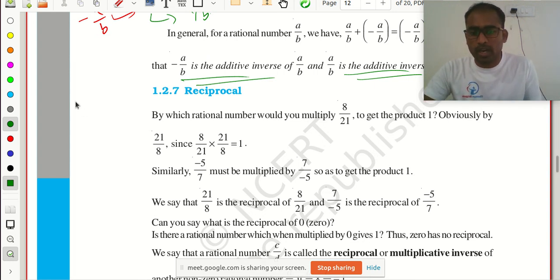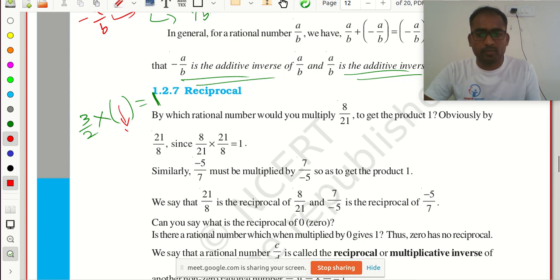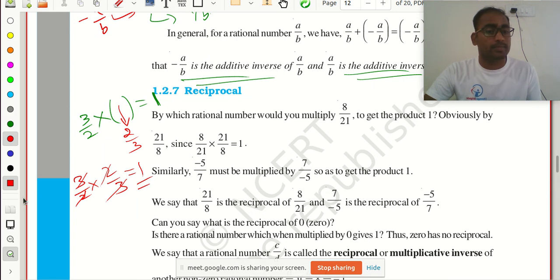Suppose I have one rational number 3 by 2. If I multiply with another number, then my answer should be 1. What should I put here in this bracket? To get answer 1, I need to put 2 by 3. Why? Because 3 by 2 multiplied with 2 by 3, this 2 will get cancelled, 3 will get cancelled. Then I will get the answer as 1.